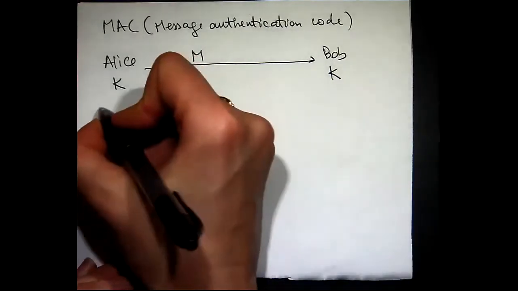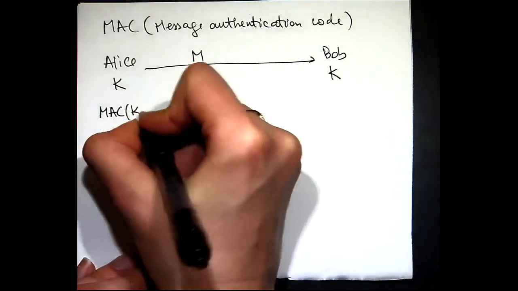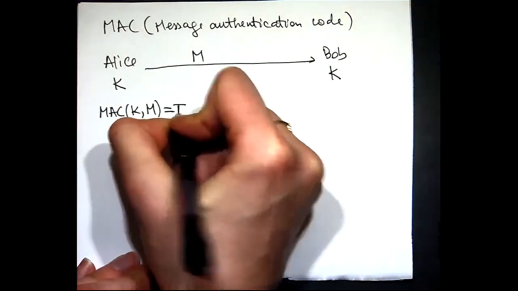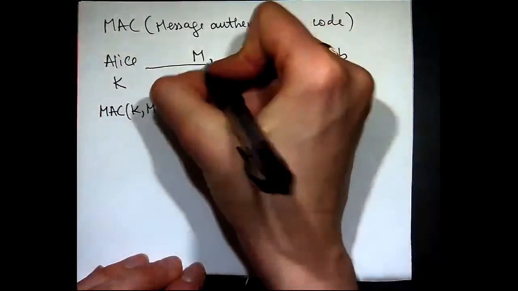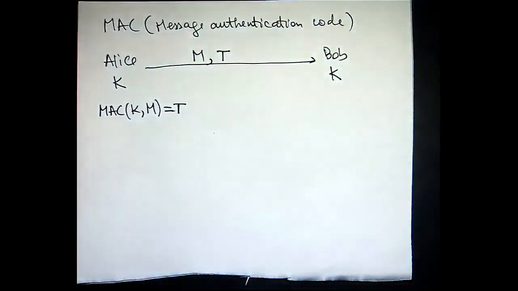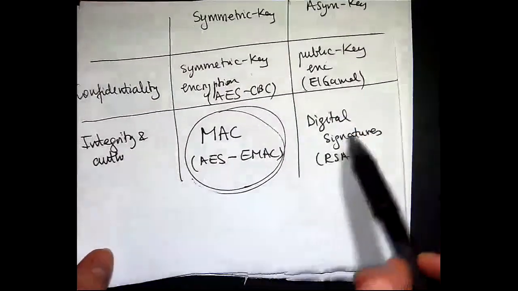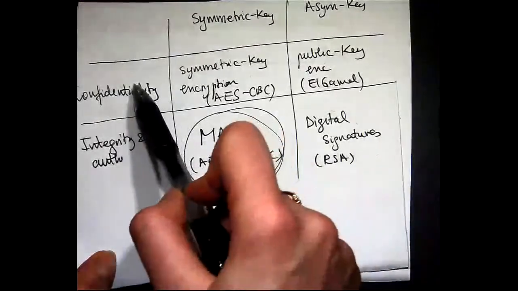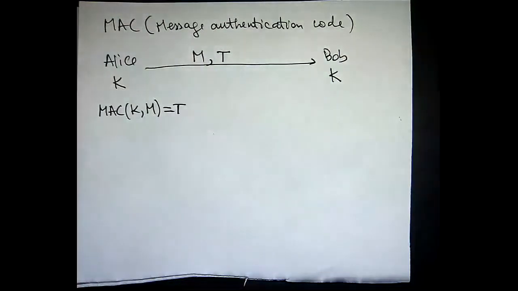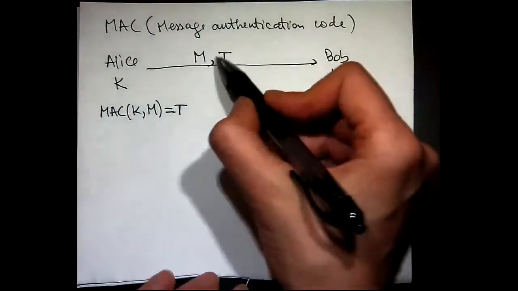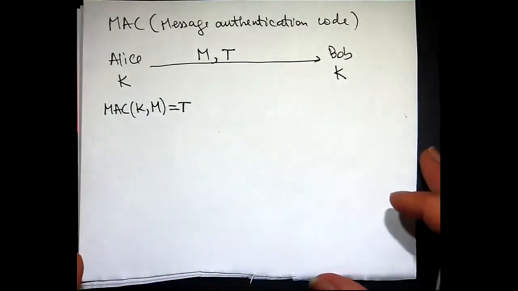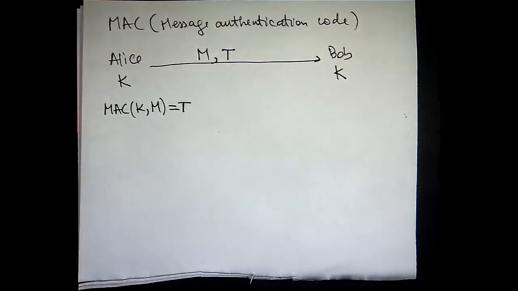Now, she will compute, using the MAC scheme with a key K and a message M, and she will get back a tag T. She will send this tag T to Bob. We'll see that MACs don't provide confidentiality. They just provide integrity and authenticity. So anything in this category does not provide confidentiality, and anything here does not provide integrity. And people tend to confuse those. They tend to think, okay, just because it's a cryptographic value, this T might actually hide the message. But in many cases, it doesn't.